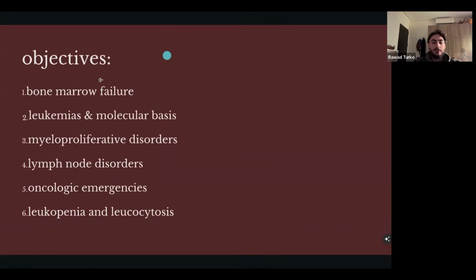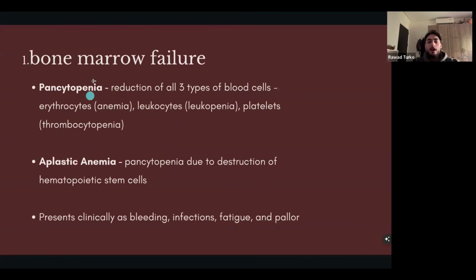Okay, so here are the objectives. We're going to be doing bone marrow failure, leukemias and molecular bases of leukemias and lymphomas, myeloproliferative disorders, lymph node disorders, oncological emergencies, and leukopenia and leukocytosis. So let's start. Now, we have pancytopenia and aplastic anemia, and a lot of people get these confused sometimes.